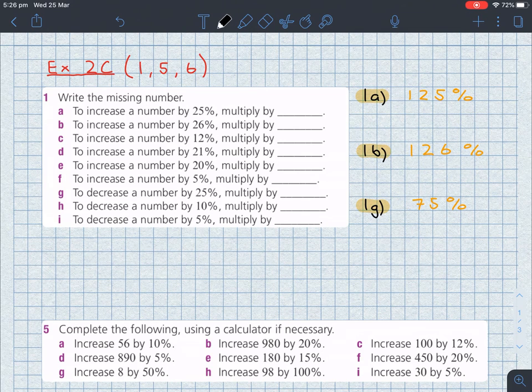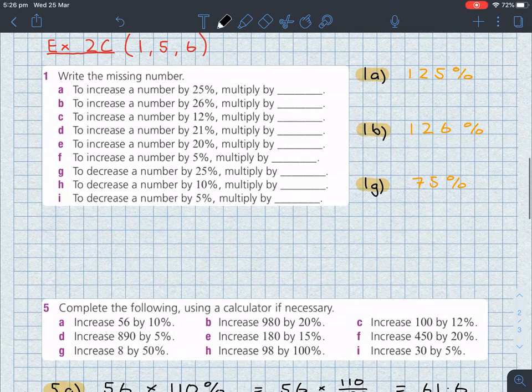So what you're going to do today is the questions from exercise 2C, 1, 5 and 6. I've shown you a couple of those. Feel free to refer back to the video if you forget when you get to each question. And remember to email me or post in our class chat if you want me to go through anything else.